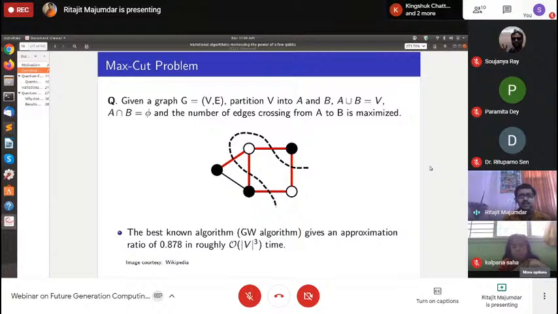Now, the best known algorithm on a classical computer is called the GW algorithm. It is Goemans-Williamson or something like that. That gives an approximation ratio of 0.878. So what does that mean? That means that if the best solution is, suppose, a cut size of 1000, then this GW algorithm will always give you a cut whose size is at least 878. It can be greater than that, but it will never be less than that. And the time requirement is, where mod V means the number of vertices, if n is the number of vertices, then order of n squared is the time requirement.